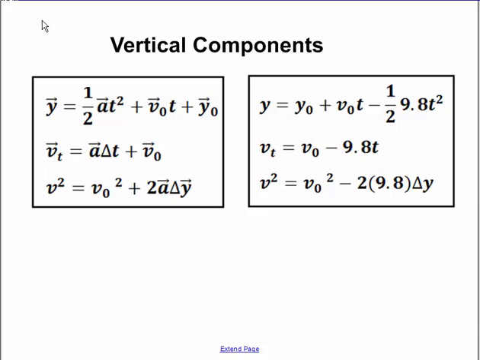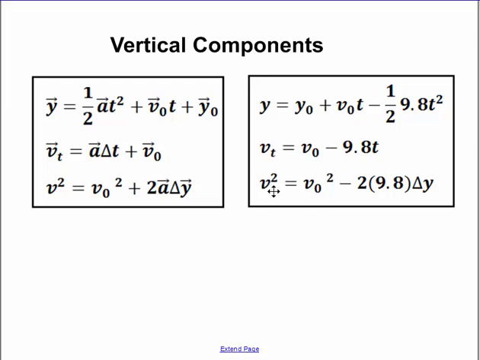When doing any type of projectile motion problems, we're going to be dealing with these three basic equations. Now, these are written in vector form here. What I generally do is rewrite them as y equals the initial position plus the initial velocity times t minus 1/2 times 9.8 times t squared. Then I have this one here: velocity at some time interval is equal to the initial velocity minus 9.8 times t. And again, these velocities are in the y direction only.